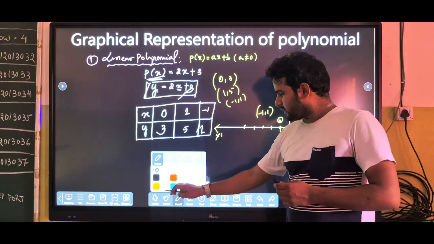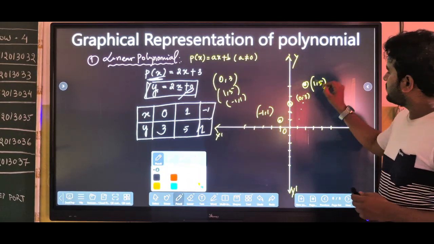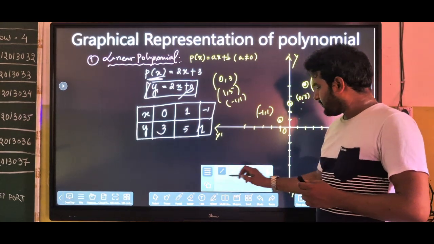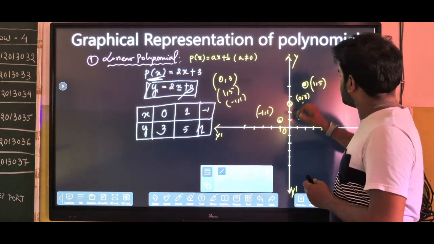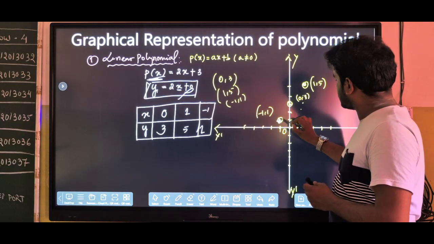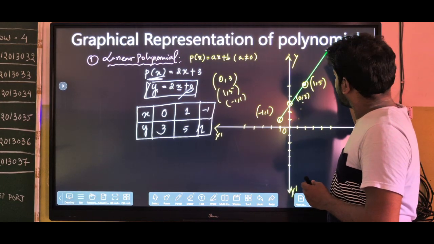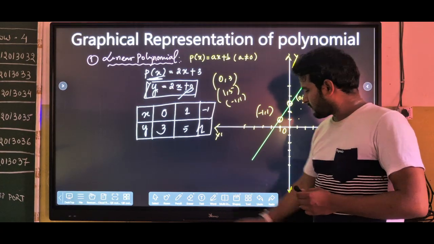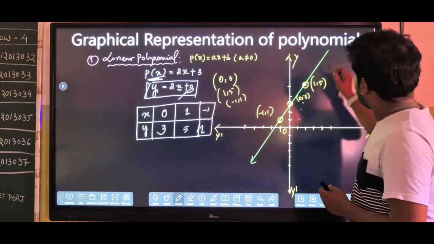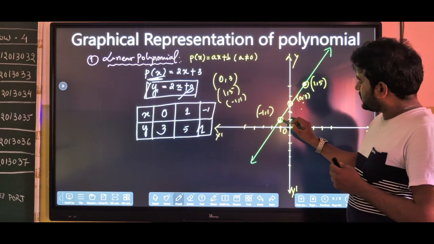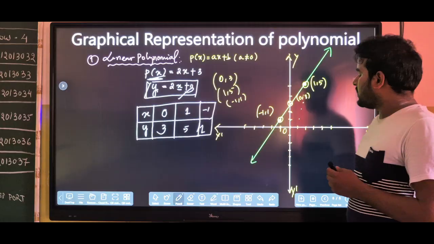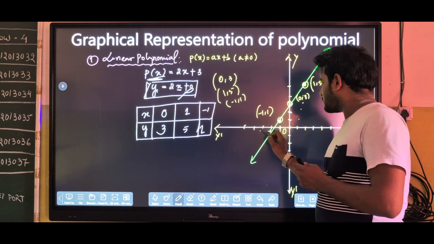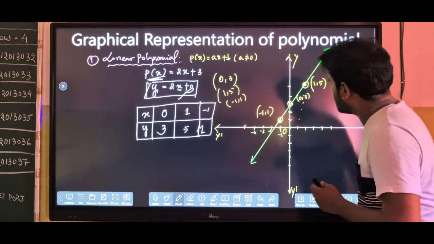So I have already got 3 points. Let us join them by a straight line. So definitely we'll get a straight line here. You can see that by joining all the 3 points, all the 3 points are collinear.